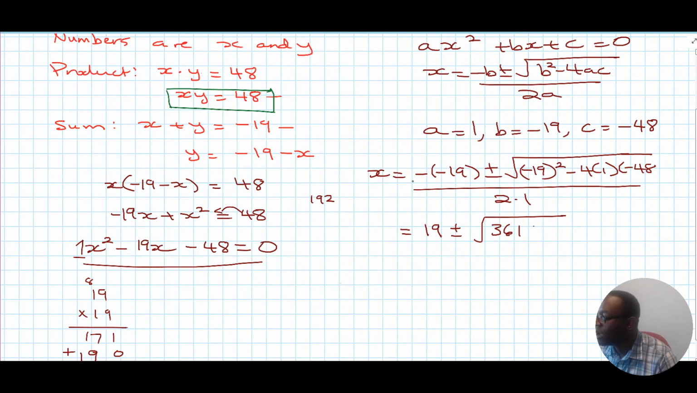All right, so we have negative b, which is negative 19, plus or minus b squared, which is negative 19, minus 4ac, plus 192, divided by 2.